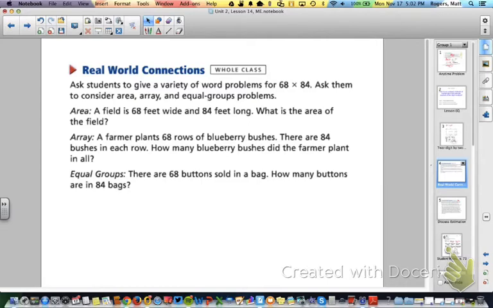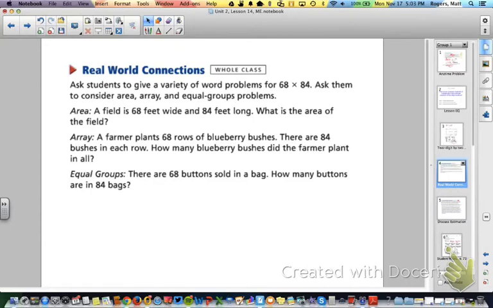An array is when we use dots to identify the amount of total items. So for instance, you might have 68 rows of blueberry bushes or apple trees, and in each row we have 84 bushes or trees. How many total plants do you have?